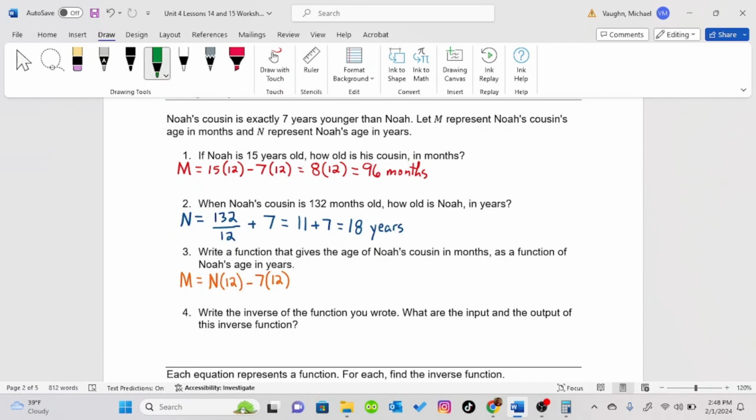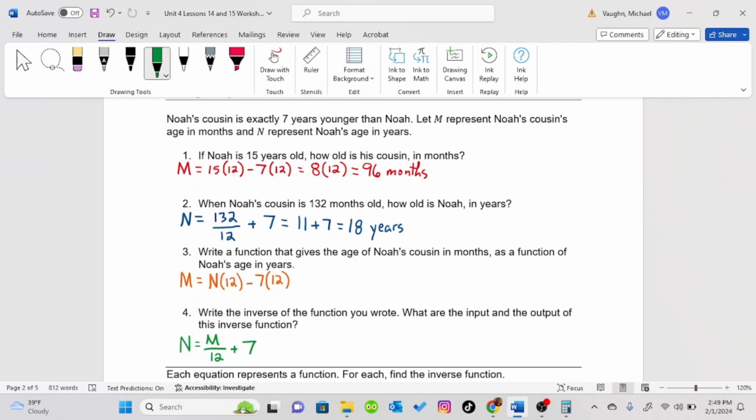Number 4, write the inverse of the function you wrote. What are the input and the output of the inverse function? So now, instead of M equals, I want Noah's age in years equals his cousin's age in months divided by 12 months plus 7 years.